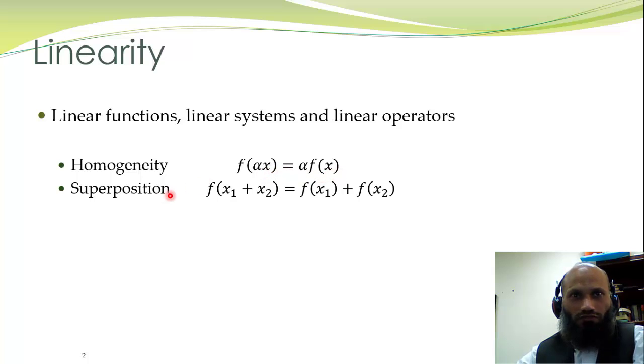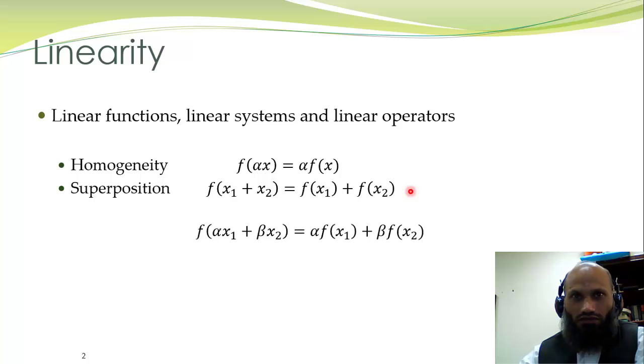The superposition theorem states that if we apply a linear combination of the inputs to a function, then the outputs are the same linear combination of the outputs corresponding to those particular inputs. Sometimes these two properties are combined in a single property and is written over here. That is, f of alpha times x1 plus beta times x2 is the same as alpha times f of x1 plus beta times f of x2.